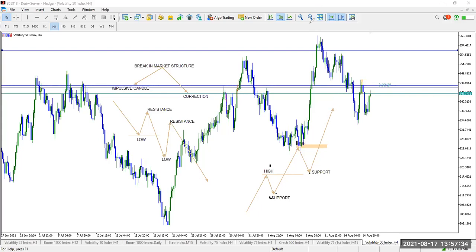So when you want to talk about breaking market structure, we're talking about the impulsive candle and the correction. Every correction and impulsive move has a resistance and a support in the market. If you break the resistance, then you know that, indeed, that is a break of structure. For example, let me show you something.